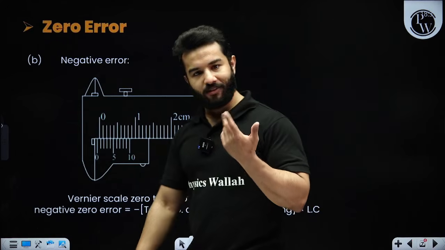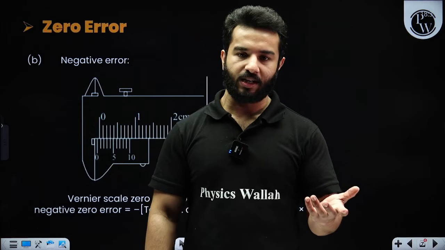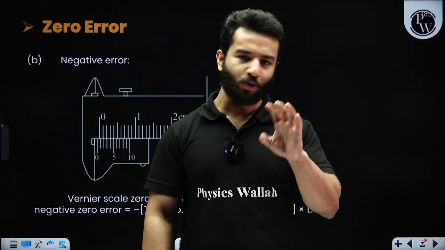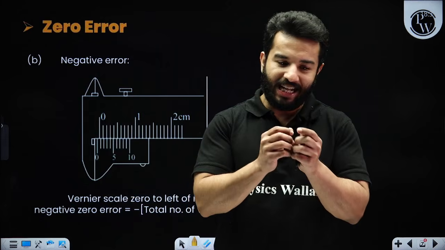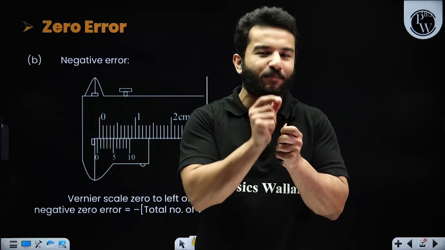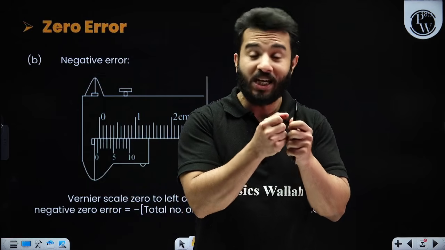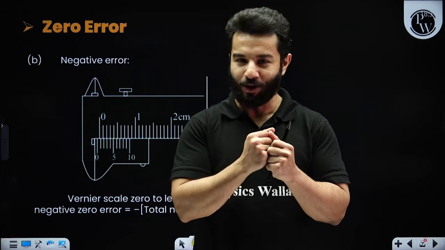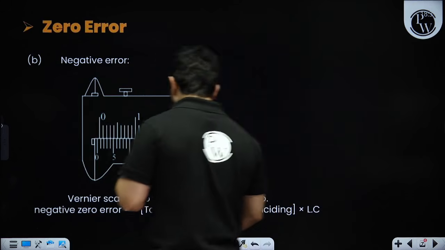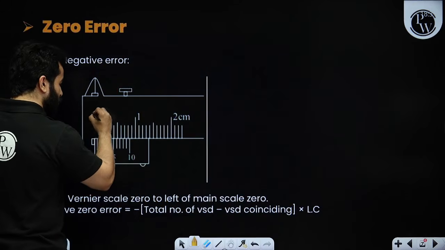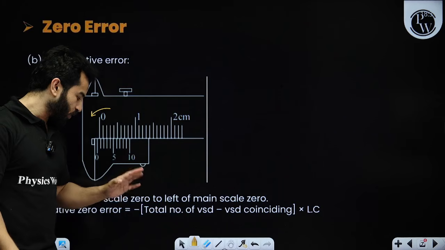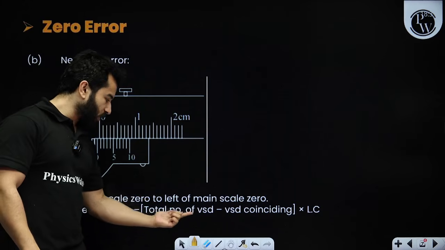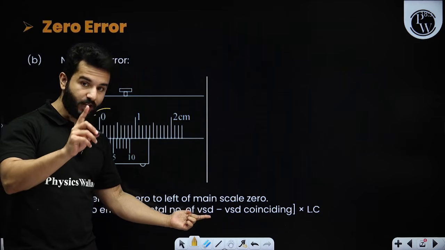Now for negative, it is reverse. It is completely opposite to positive zero error. Over here, let's suppose even when we keep a very small object in between the jaws, it might still give me zero reading, right? So over here, the zero of the Vernier caliper is towards the left hand side of the zero of the main scale, and in that case what we are going to do is write the total number of Vernier scale divisions. This is very important.